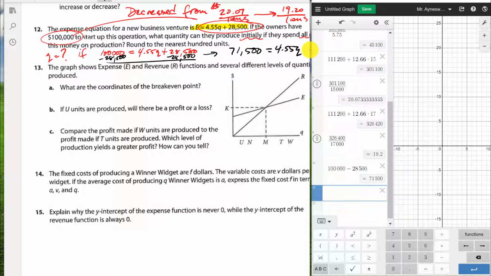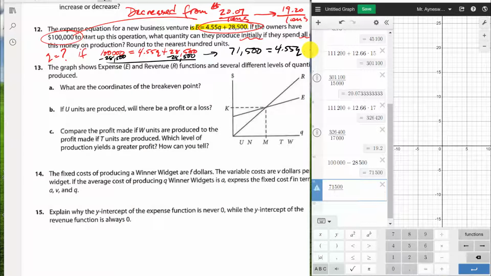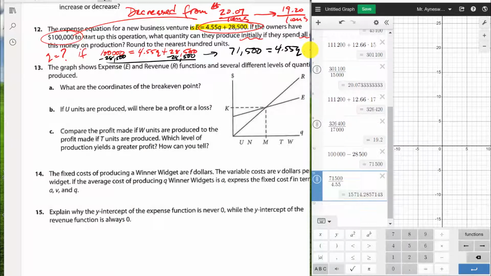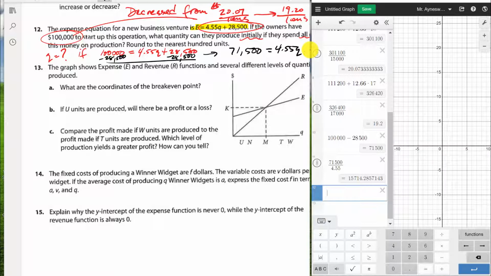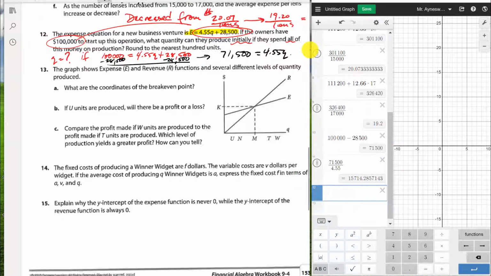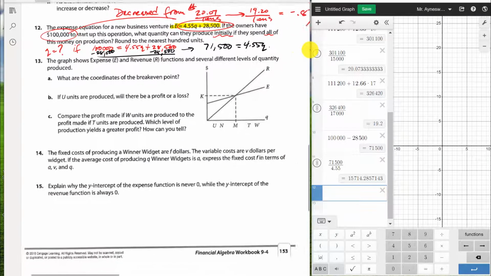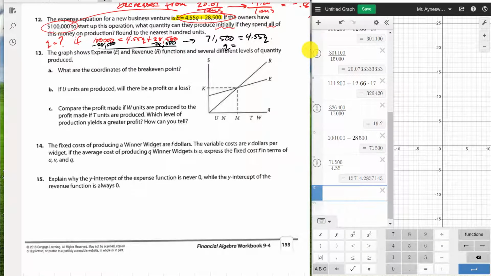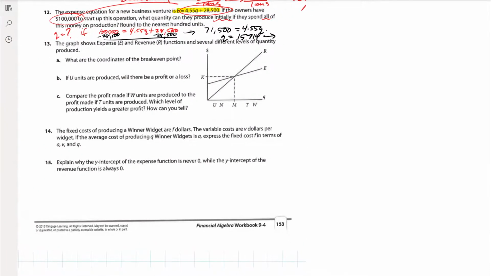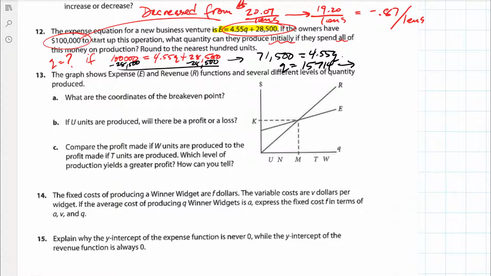So you obviously divide by 4.55. So we're going to take 71,500 and divide it by 4.55, and we get about 15,714 units. Now it says round to the nearest 100 units. So I'll write this down. Q is equal to 15,714 units here, but it says round to the nearest 100, right? So if you want to do that, that's pretty simple. Q must be equal to 15,700 units.